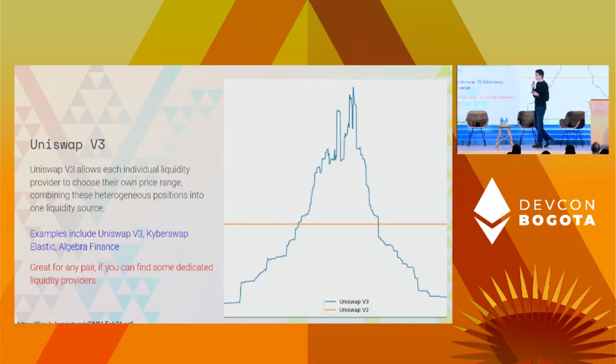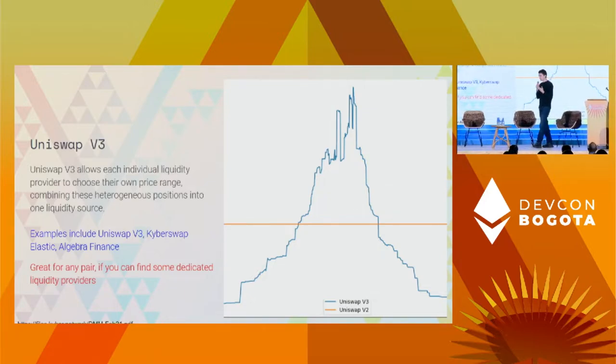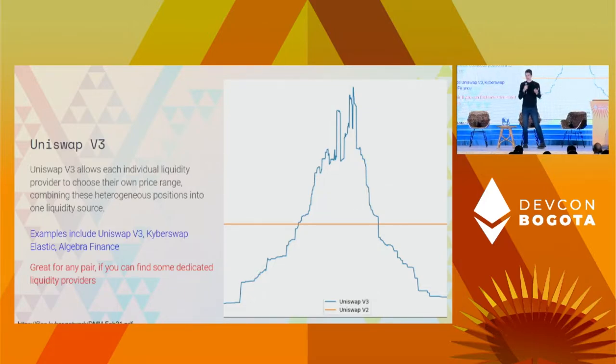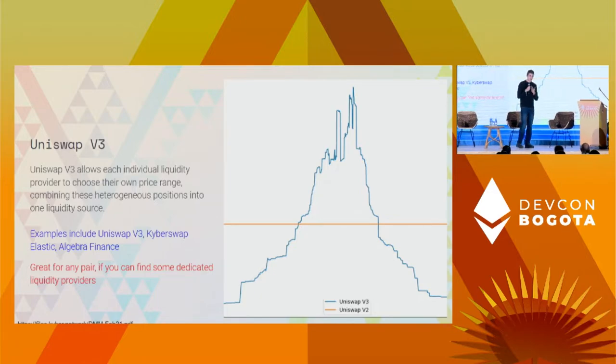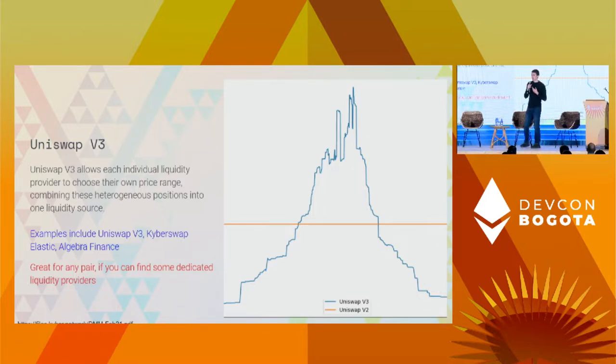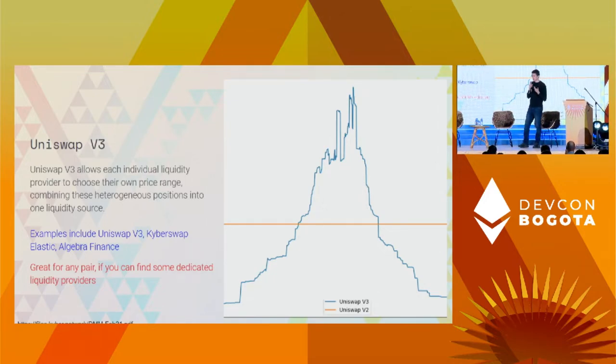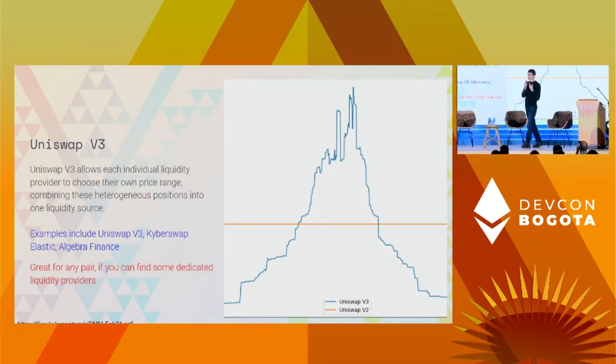And so this is super interesting to me because it's essentially outsourcing this hard problem of deciding where to provide liquidity to the liquidity providers themselves. So the mechanism no longer has to solve this problem specifically, but instead it's simply general enough to let liquidity providers decide what risk and reward payoffs they want to take by deciding where to concentrate the liquidity.